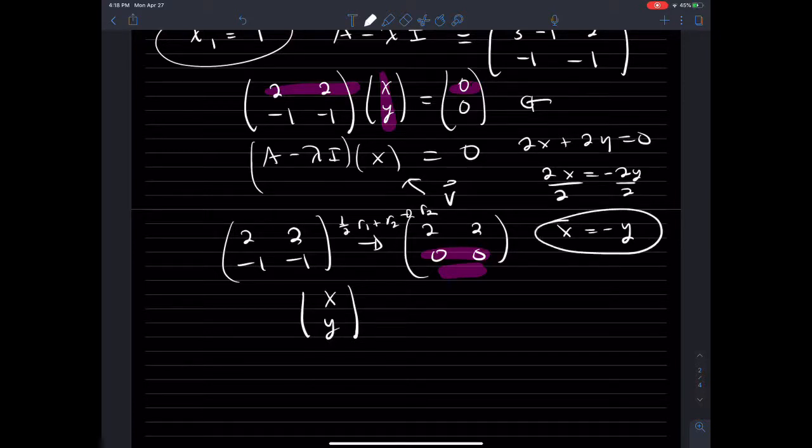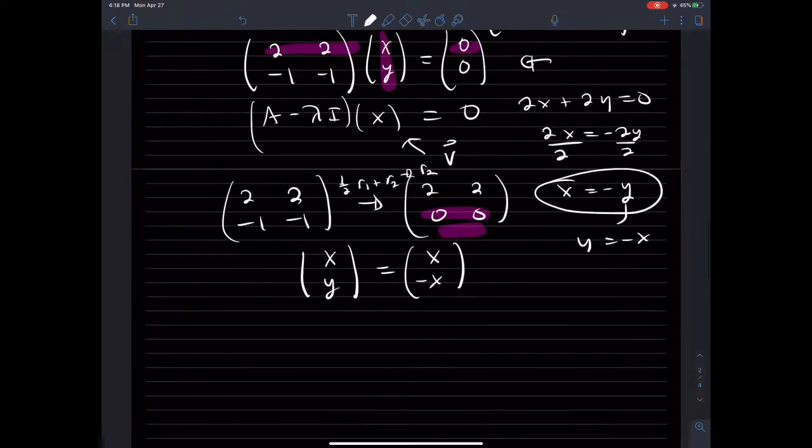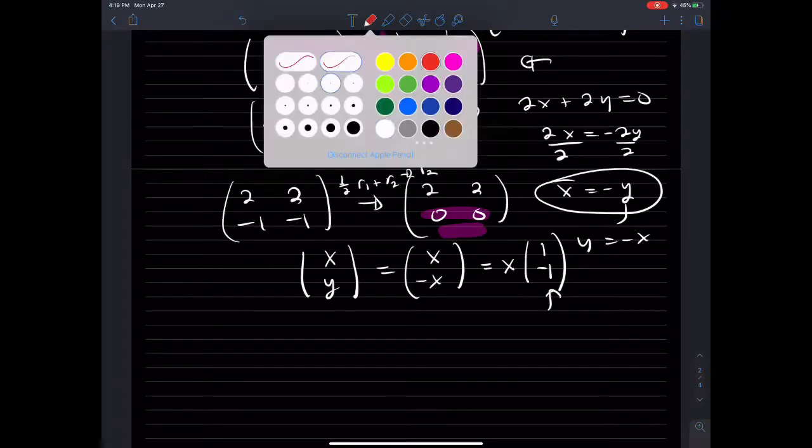I'm solving for x, y, okay? How can it be represented? Well, we see here that x is just negative y. So I can replace y with negative x, or vice versa. It doesn't matter which one you substitute. Clearly y is negative x. I could have done y too. So I can pull the x outside, and then I have 1, minus 1, okay? These are all equal. And so this right here is my eigenvector.